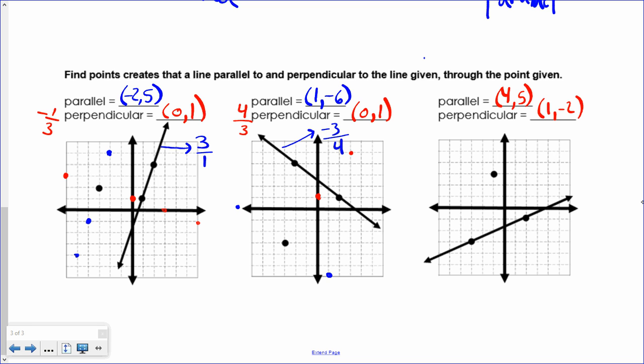Determining if the lines are parallel or perpendicular based on a picture or the equations, writing equations, and then this. All right. Any questions about that?